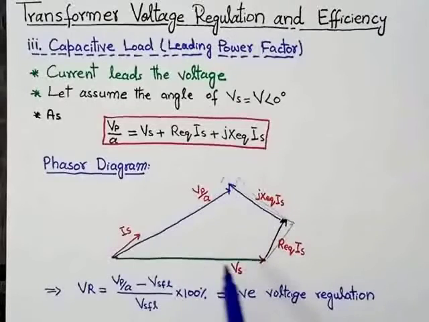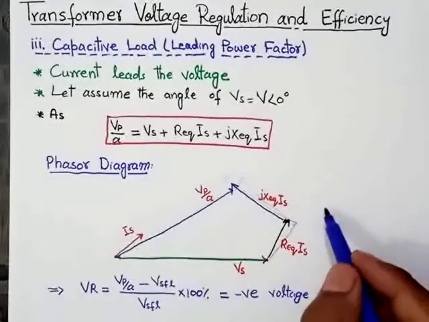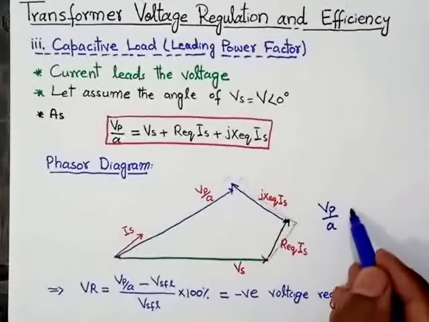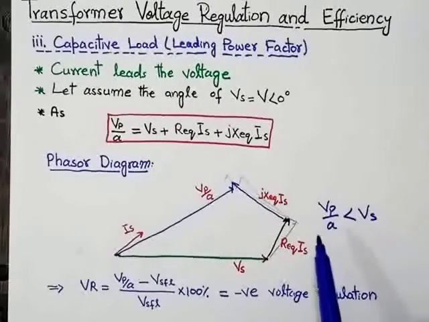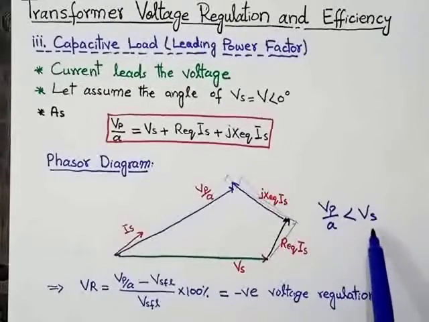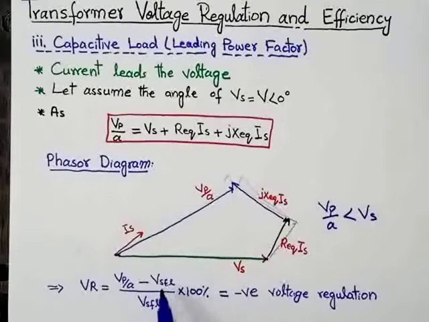Now as you can see in this figure, the voltage Vs is greater than the voltage Vp over A. The voltage Vp over A is less than the voltage Vs. Vs means full load voltage, and Vp over A means no load voltage. So now the no load voltage is less than the full load voltage in case of capacitive load. So when this factor is less and this factor is greater, the overall answer will be negative. So that's why in case of capacitive load, voltage regulation will be negative.